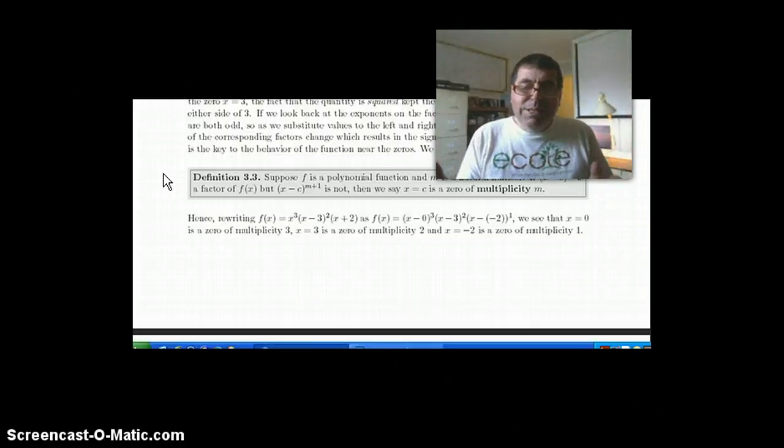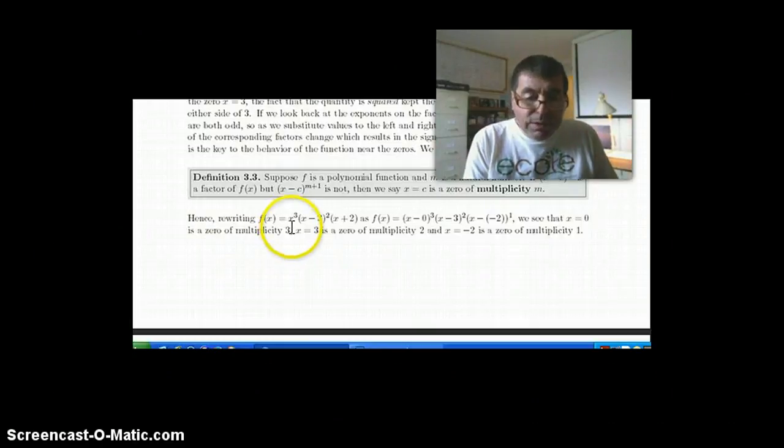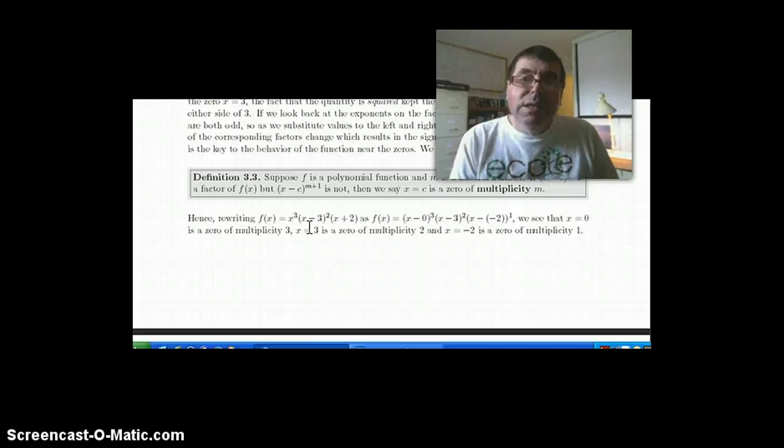So multiplicity is the number of times you see an answer. For example, here the x is happening 3 times, and here the binomial x minus 3 is happening twice.